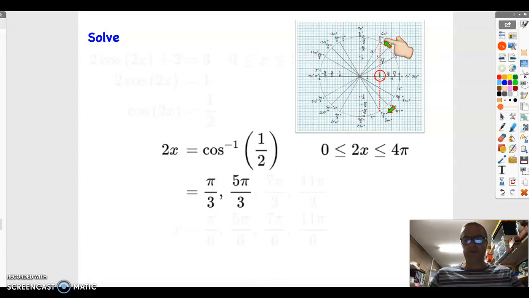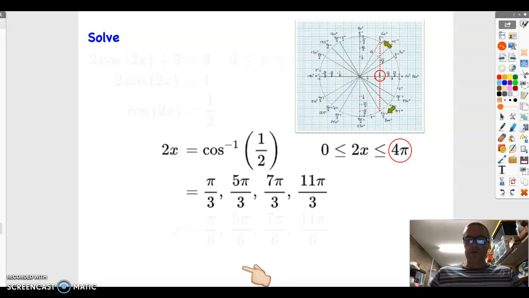Looking at the unit circle, our first angle is going to be pi over 3 radians, and all the way around until we get to the fourth quadrant, our second angle will be 5 pi on 3 radians. Now, these are the first two angles for the inverse cosine of a half, but that's just in one revolution. We are looking for values of the inverse cosine of a half that exist between 0 and 4 pi. So we actually have to go around one more revolution.